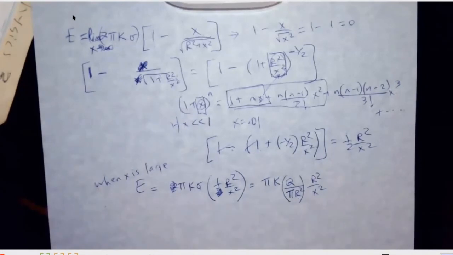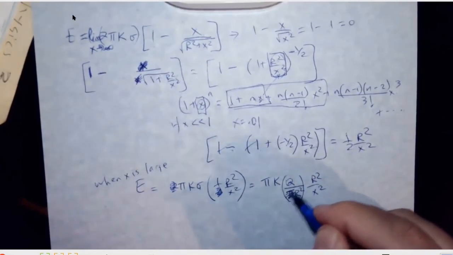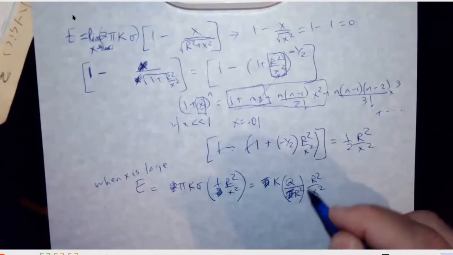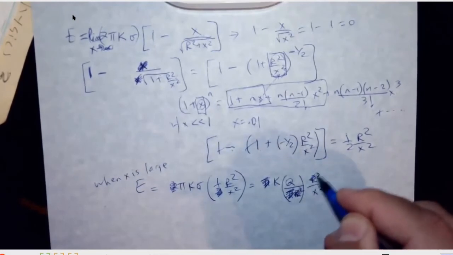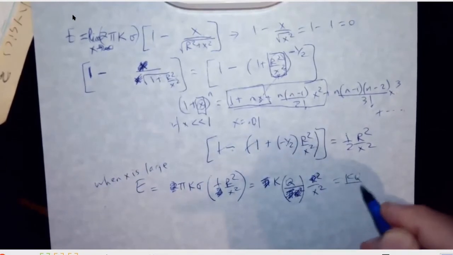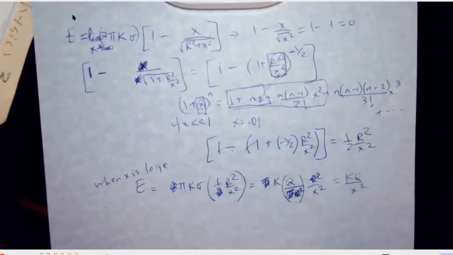Oh my gosh, it worked out. So what do you get here? The pi cancels the pi. The r squared cancels the r squared. Kq over x squared. Wow.